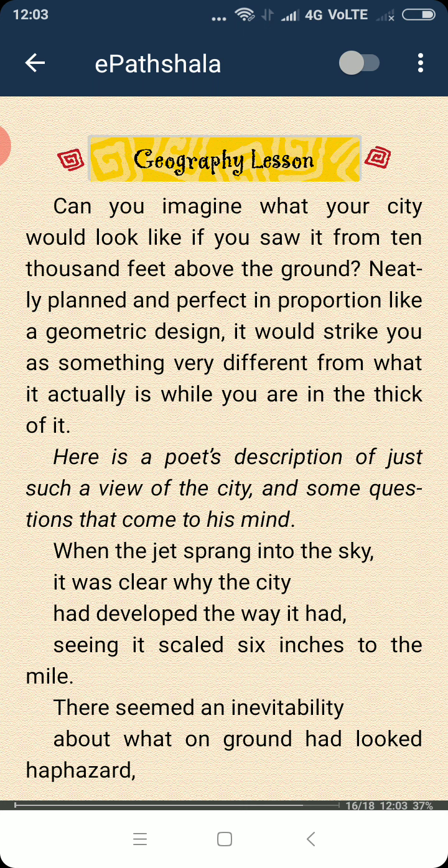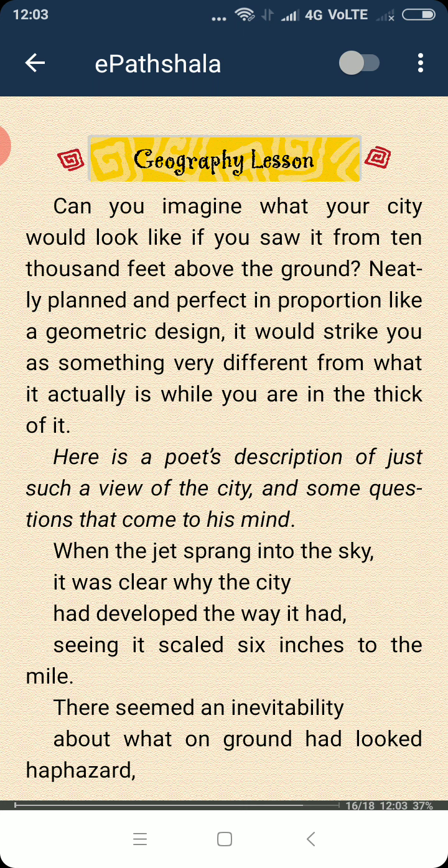Okay? Now, let's go through the lines one by one. When the jet sprang into the sky, it was clear why the city had developed the way it had, seeing it scaled 6 inches to the mile. So, in the geography book or on an atlas, you cannot draw the world. So the scale is given 6 inches to a mile. 1 mile is equivalent to 6 inches.